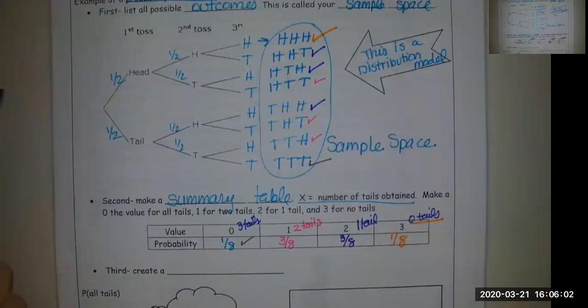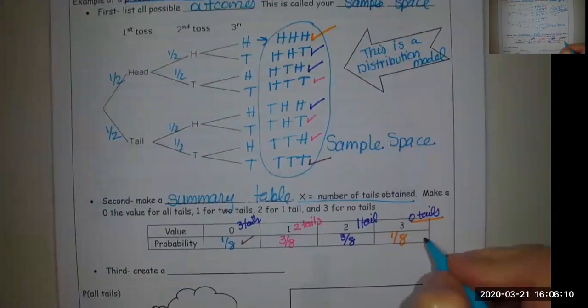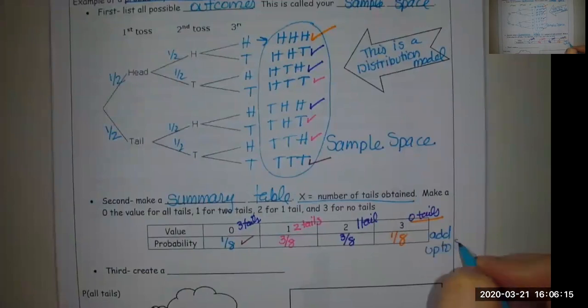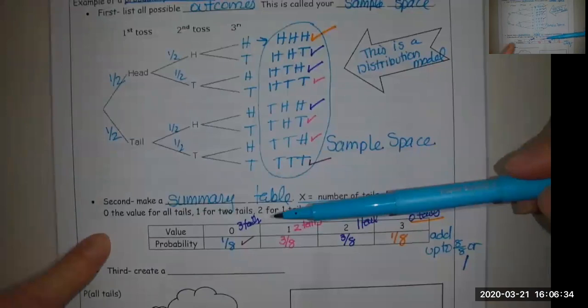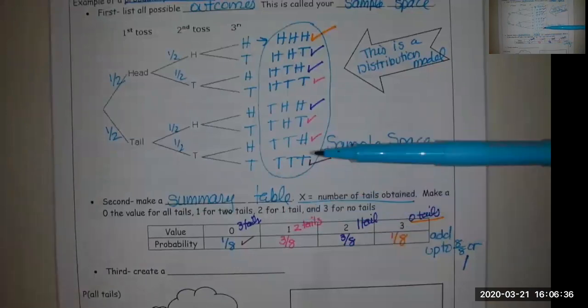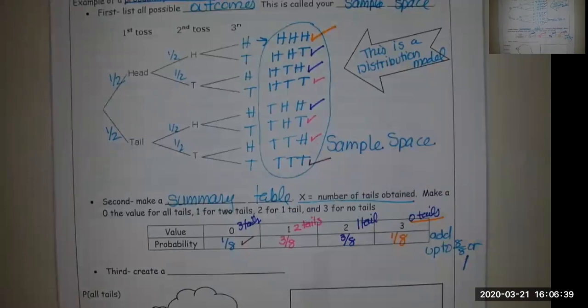Notice when we add these up, 1 plus 3 is 4, plus 3 is 7, plus 1 is 8. So they add up to 8 over 8, or 1, so 100%. That's because we included everything in the sample space. Remember, this is a probability distribution we're talking about. First, we list all the outcomes we could get. Second, we make a summary table: what's the probability of each of those outcomes? Third, we create a histogram.